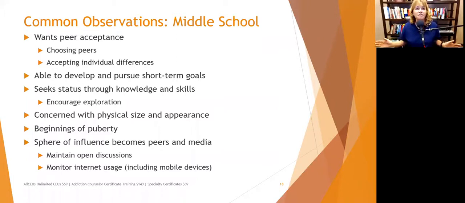The sphere of influence becomes peers and media. Parents, not so smart anymore. Peers and media are the ones that are communicating to them. So it's important for parents to remember they need to maintain open discussions and monitor internet usage, including on mobile devices. There are apps you can put on that your youth cannot take off unless they're really good at breaking into their computer. But there are apps you can put on their mobile devices that can block them from adult content even when they're not on your home network.